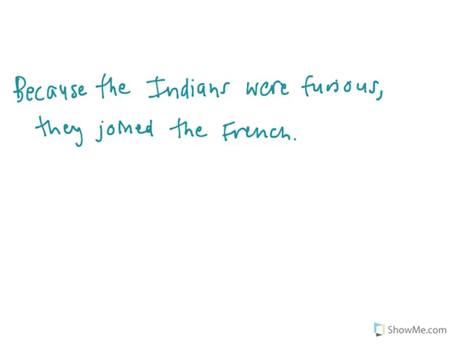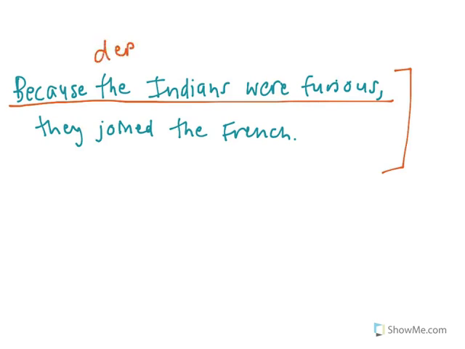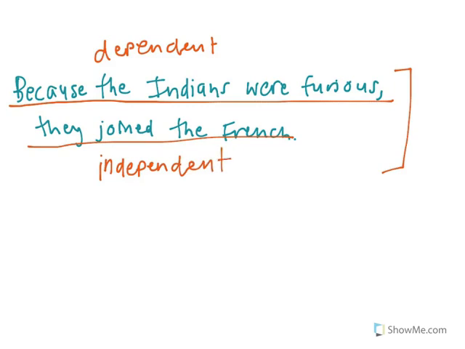Now this sentence says, because the Indians were furious, they joined the French. We can see again that this is a complex sentence. Let's dissect the clauses. This clause says, because the Indians were furious. Now, that can't stand alone. It's not an independent clause, so we know that we could label this as a dependent clause. While this clause, they joined the French, now that can stand alone. You could say, they joined the French. That could be a simple sentence and stand alone.